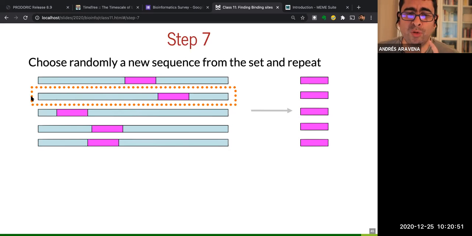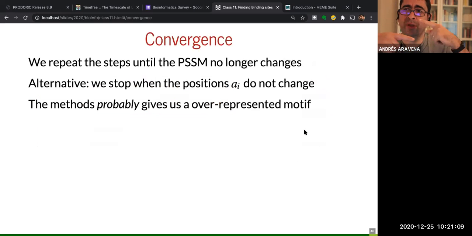Let's say that you choose the second one. So you build a matrix with the first, the third, the fourth, and the fifth. With this matrix, you look in the second one for the best matching site, and then you put that back in the list. That is essentially the idea. You start with something random, you repeat, and you continue until the system doesn't change anymore. The magic thing is that it eventually finishes. It eventually cannot improve anymore.